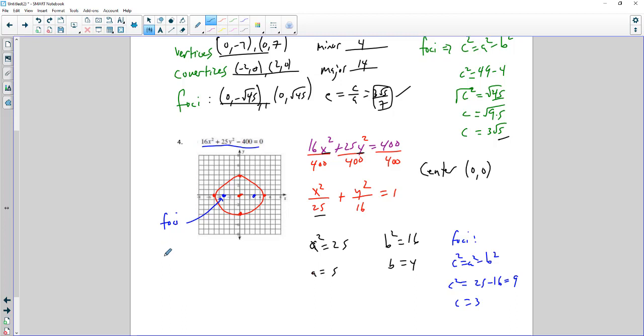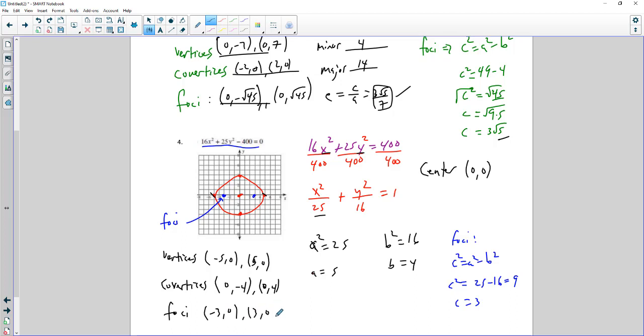So now we can just write everything out. So the vertices, which are here and here, are going to be -5 and 0, and 5 and 0. And the co-vertices are going to be 0, -4, and 0, 4. The foci are going to be -3, 0, and 3, 0.